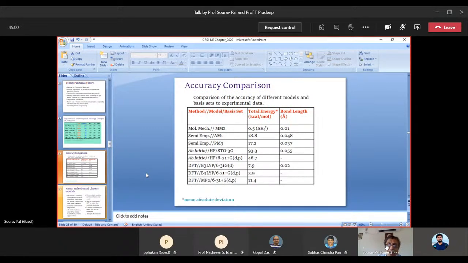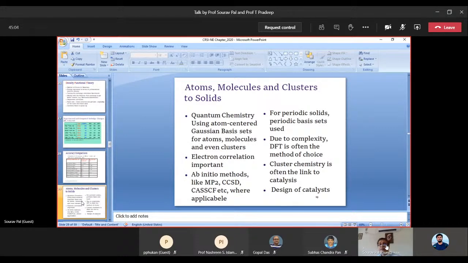I mean, the same thing happens if you do geometry optimization. There are kind of reliability errors that the DFT has. However, today we know, depending on the systems like atoms, molecules, and cluster to solid, we have to use the method. There is no other option because using quantum chemistry for solids is not possible. So for atoms and molecules, of course, we use atom-centered Gaussian basis sets. And even clusters of atoms, we can use quantum chemistry.